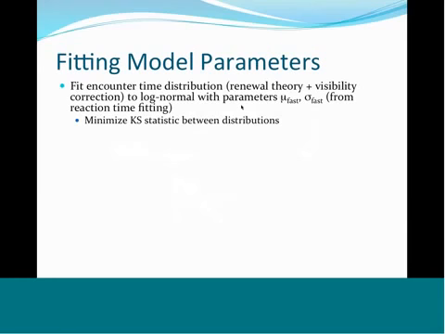So to fit the model, we did a very simple thing. We said, okay, encounter times are log normal. We know their parameter values, which are mu fast, sigma fast. This complicated renewal theory model with visibility corrections and residual times has a couple of parameters in it. Let's fit those parameters to match the log normal of the encounter times with mu fast and sigma fast. Let's minimize the K-statistic between distributions to make them fit best. This is one way to fit the model to the data.